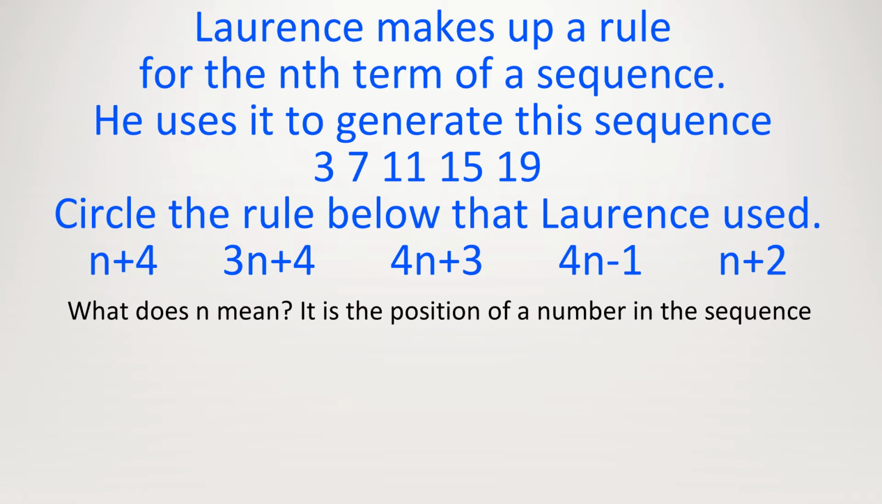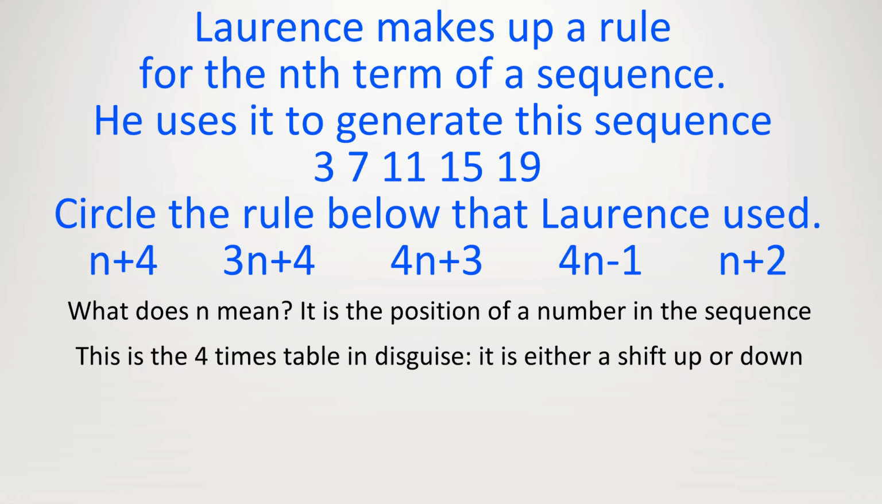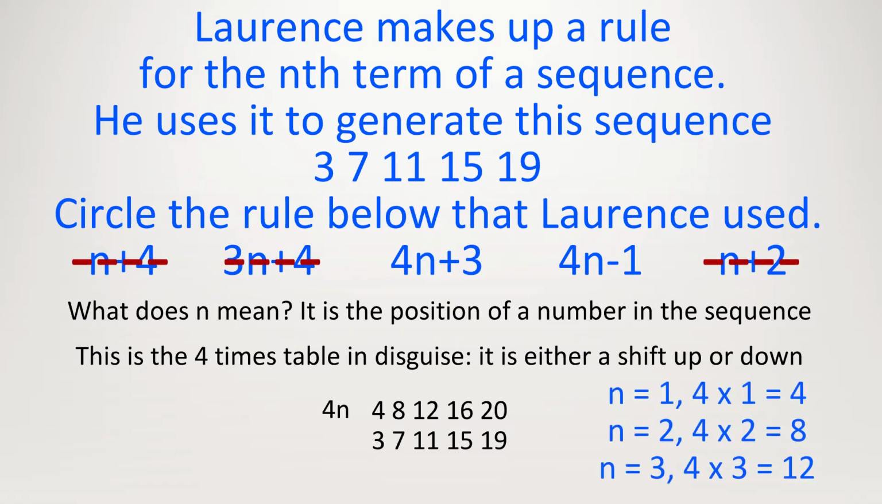A nice way to think of this sequence is, this is the 4 times table in disguise. Let's write this above. We have 4, 8, 12, 16, 20. The 4 times table, we can write this as 4n, because when n equals 1, we do 4 times 1 equals 4. n equals 2, 4 times 2 equals 8. n equals 3, 4 times 3 equals 12. It doesn't matter what n is, because when we times it by 4, we will get a number in the 4 times table. Let's put 4n over here.